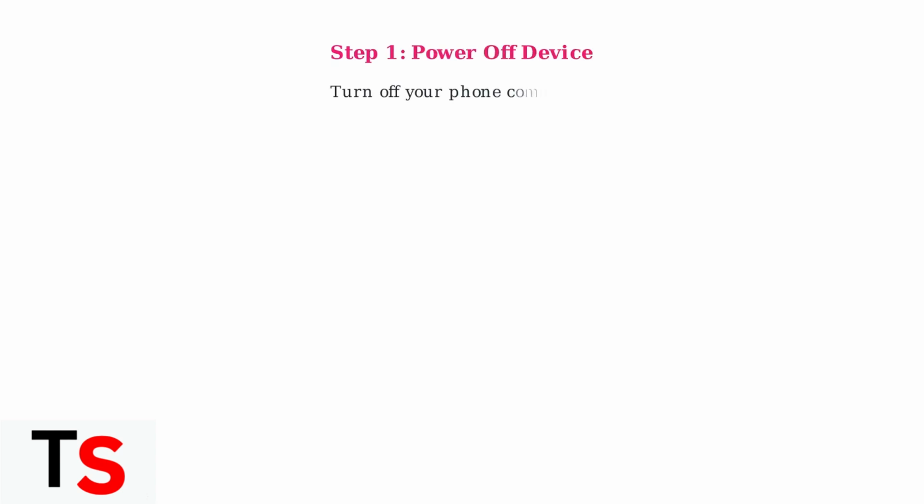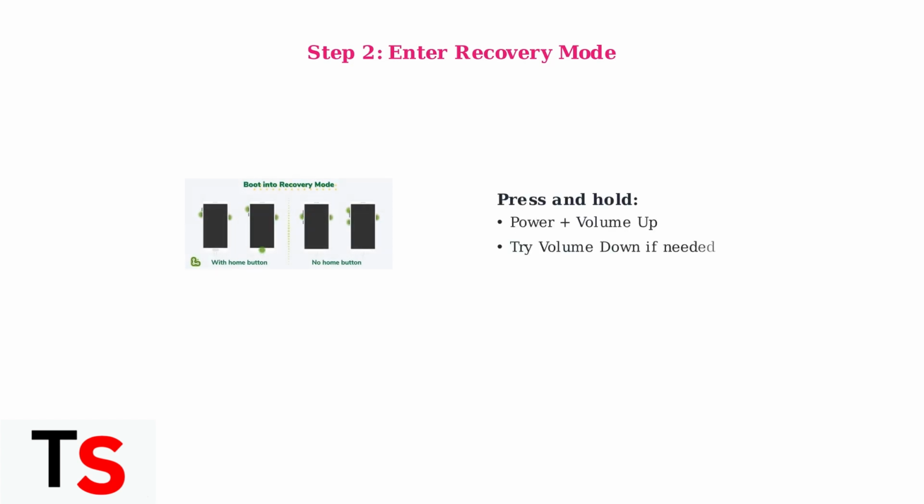First, power off your T-Mobile REVVL 7 5G completely. Make sure the device is fully shut down before proceeding to the next step. Next, enter recovery mode by pressing and holding the power button and volume up button simultaneously. Some sources suggest using volume down instead, so try both combinations if needed.